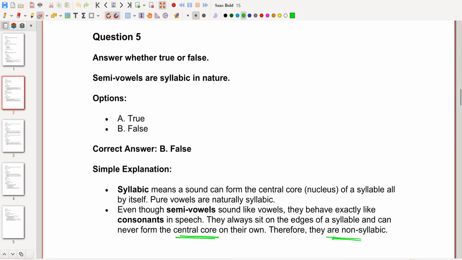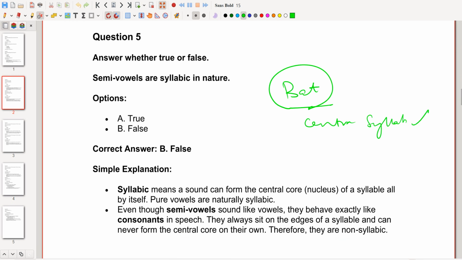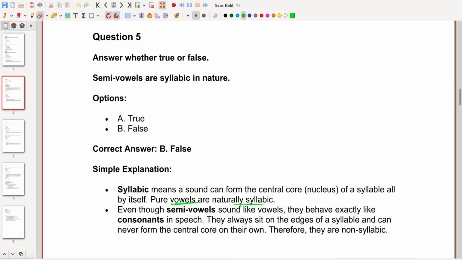Okay, see, syllabic means you can split the word. See, if I'm having a word like bat, if I can split this word into a central core and other syllables, it is syllabic in nature. If I cannot split this into a nucleus, a central core, and a syllable, it is called non-syllabic. See, by nature, pure vowels are naturally syllabic. This is like a syntax or a rule.